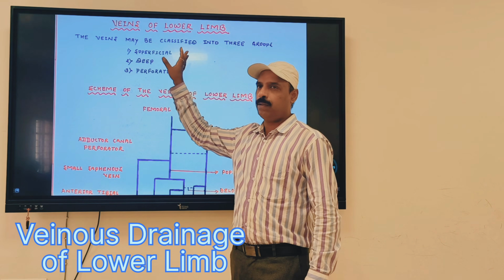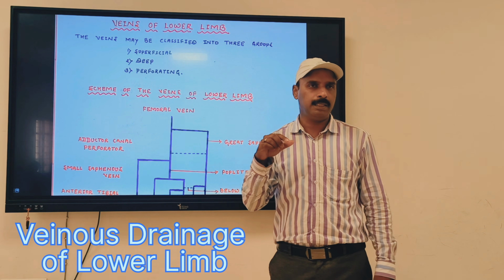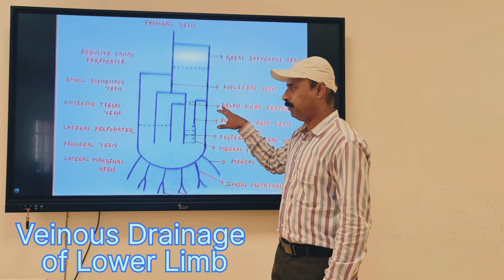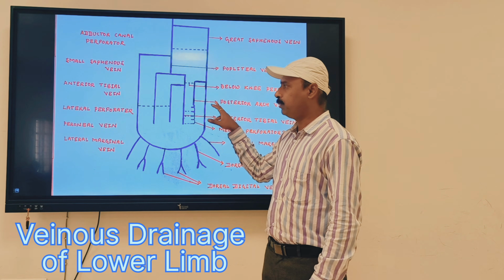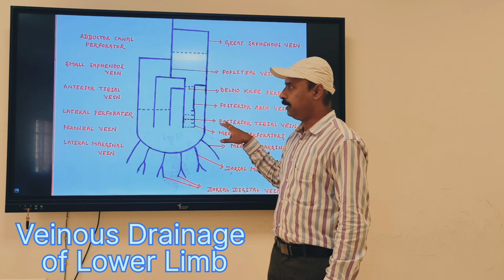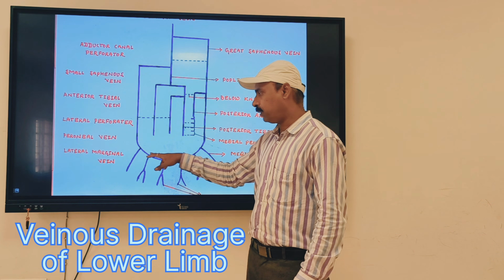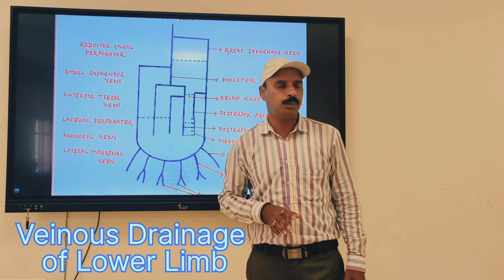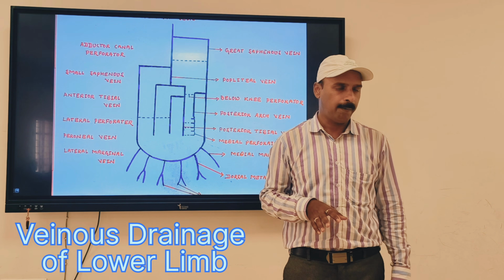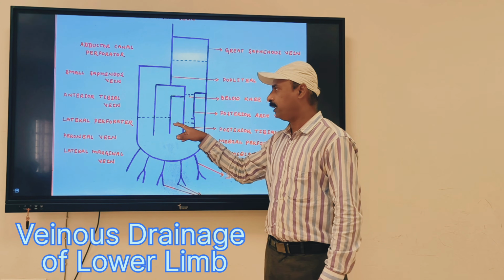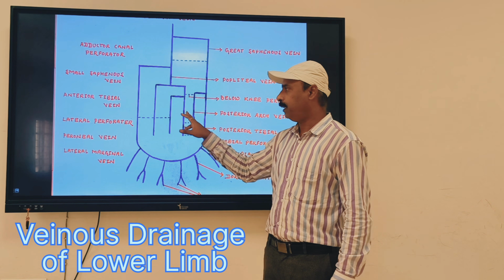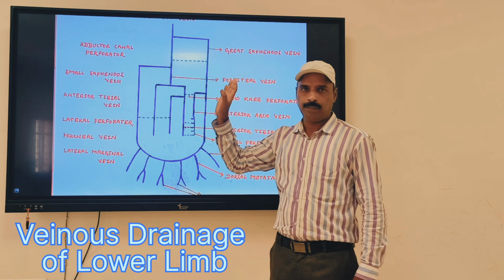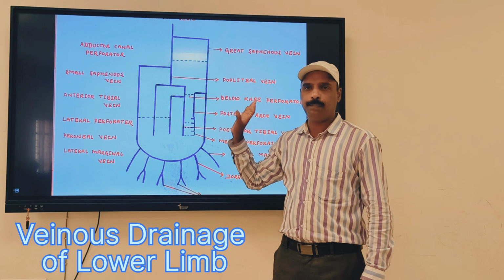The superficial veins, as I have told, are the dorsal venous arch, the great saphenous vein, and the small saphenous vein. These are the superficial veins which you can see in the diagram: the dorsal venous arch, great saphenous vein, short saphenous vein are the most superficial veins of the lower limb. Then the deeper veins which we can see are the peroneal, anterior tibial, posterior tibial, popliteal and femoral veins. So all these will be the deeper veins.